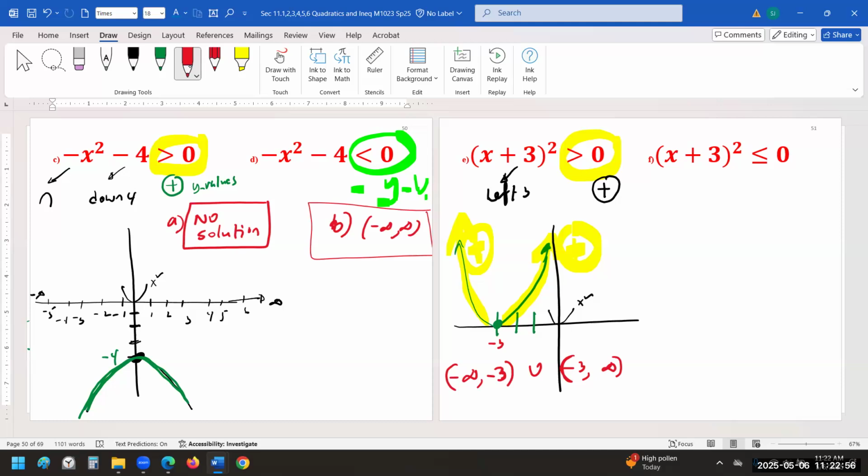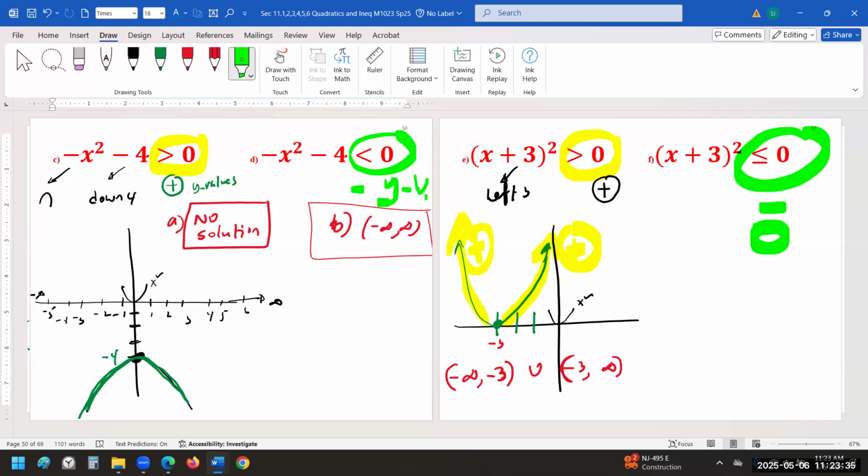Now look at the next part. What are you looking for? Less than or equal to 0. Of course, negative. Anything else? Equal to 0, so you're looking for also 0. Negative and 0. For which x values is your y negative or 0? Do you have any negative y value in the graph?